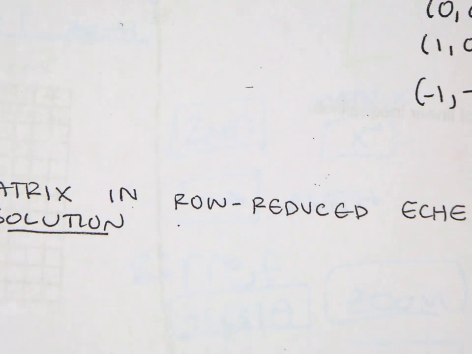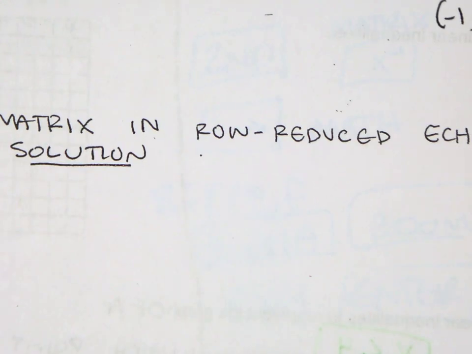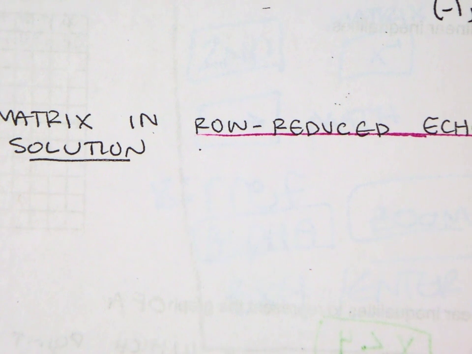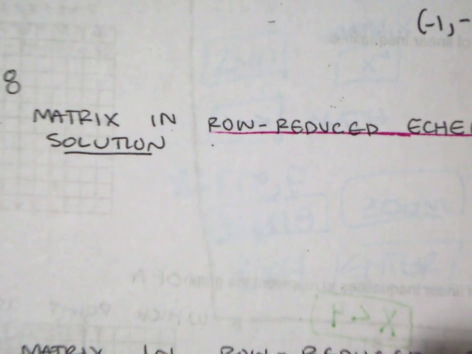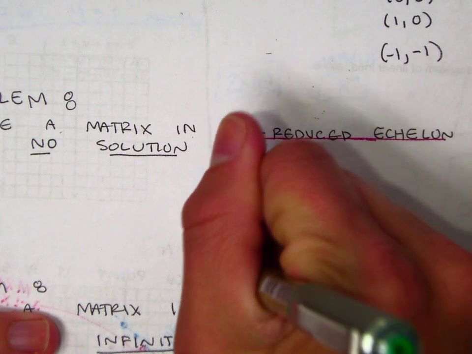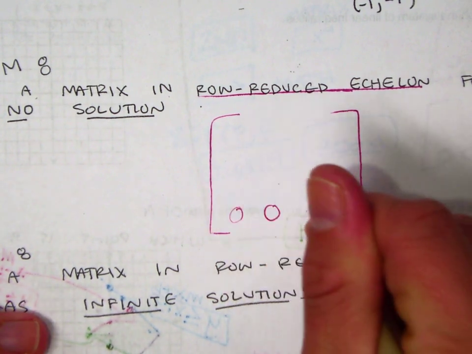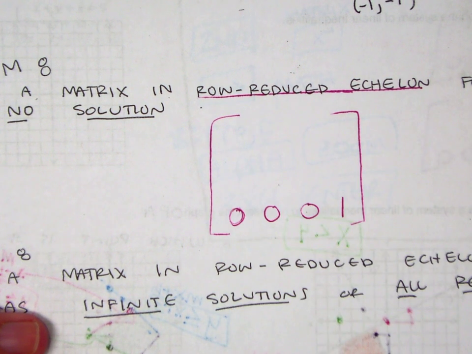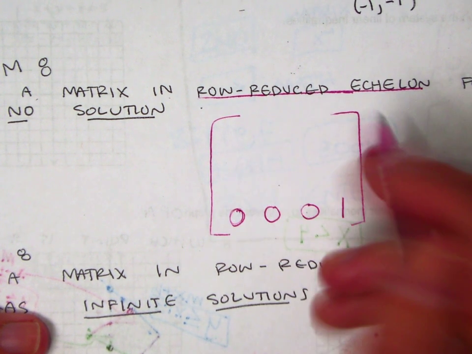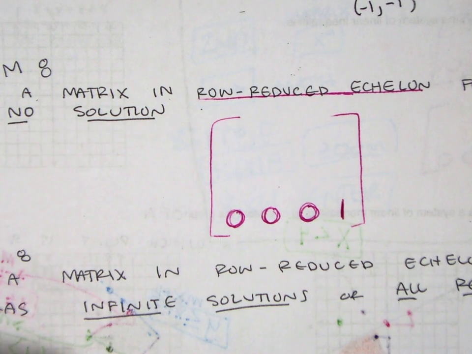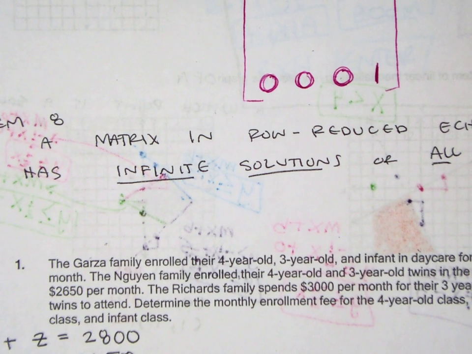Please ask. All right, problem A says write a matrix in row reduced echelon form that has no solution. All right, so it does not matter what goes in this matrix as long as the bottom is 0, 0, 1. It doesn't matter what you put in here. As long as the bottom is 0, 0, 1, that is a no solution scenario. And so for problem number 8, I want you to write a matrix in row reduced echelon form with infinite solutions.